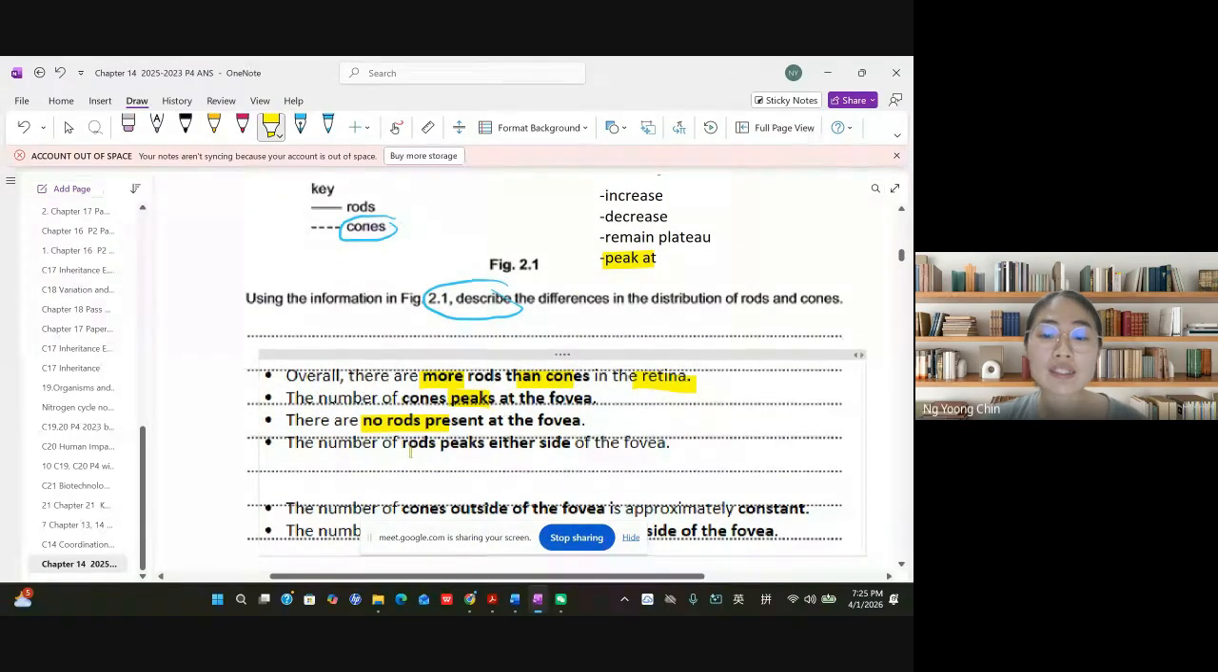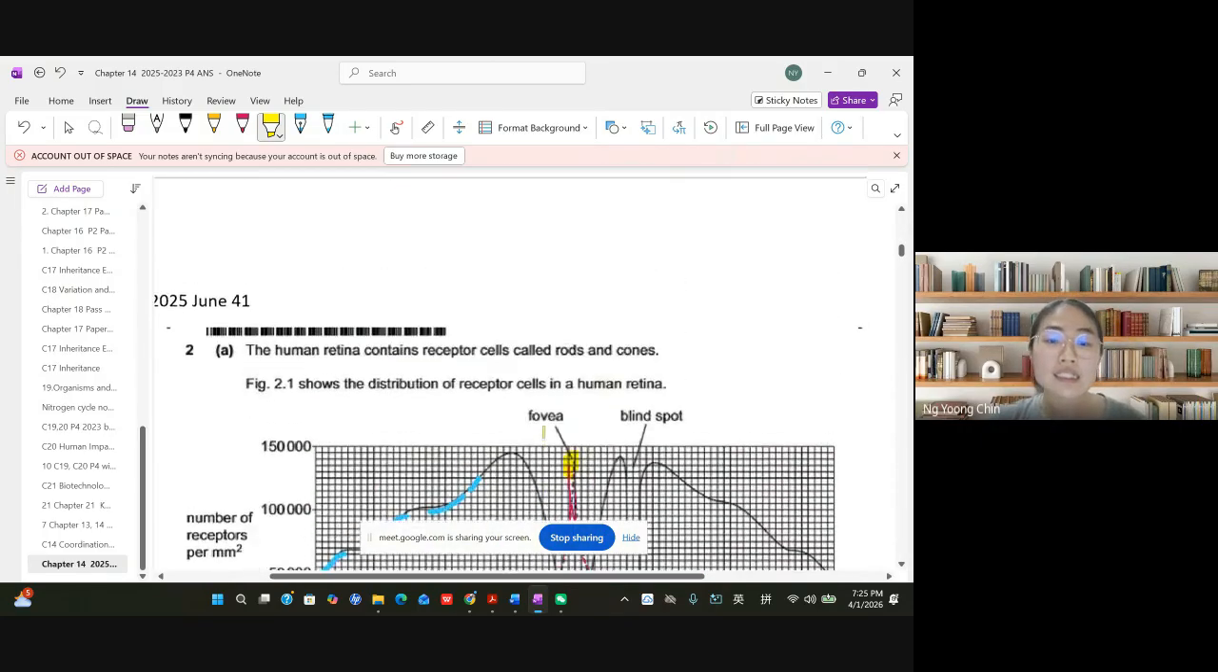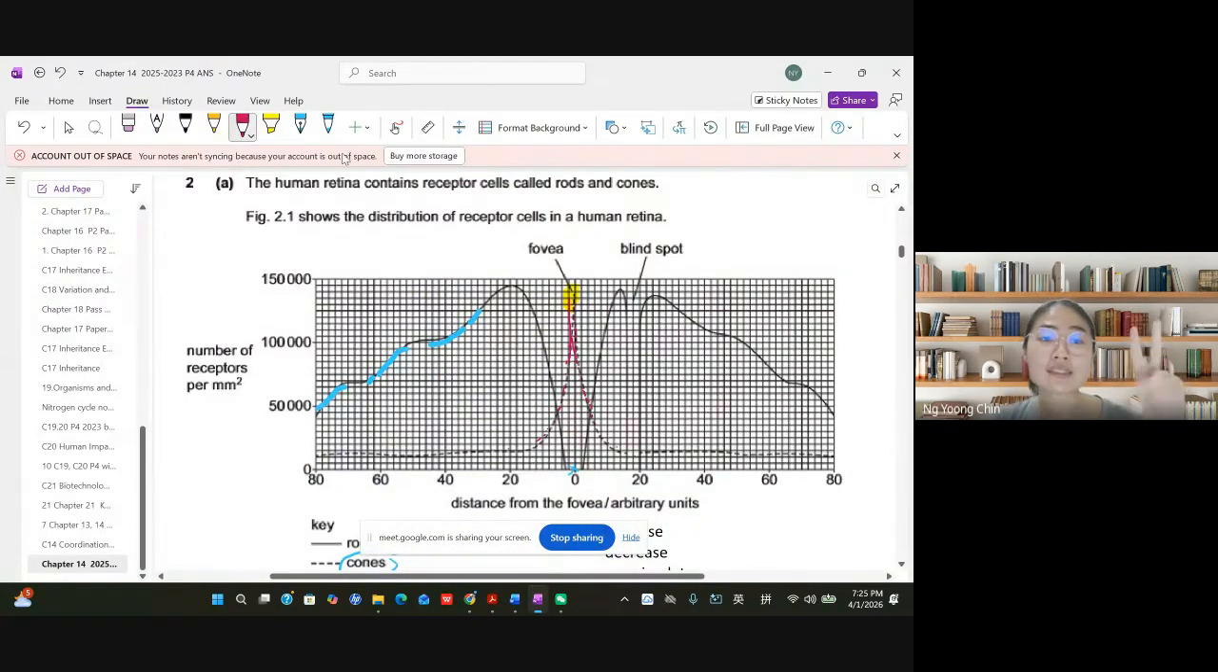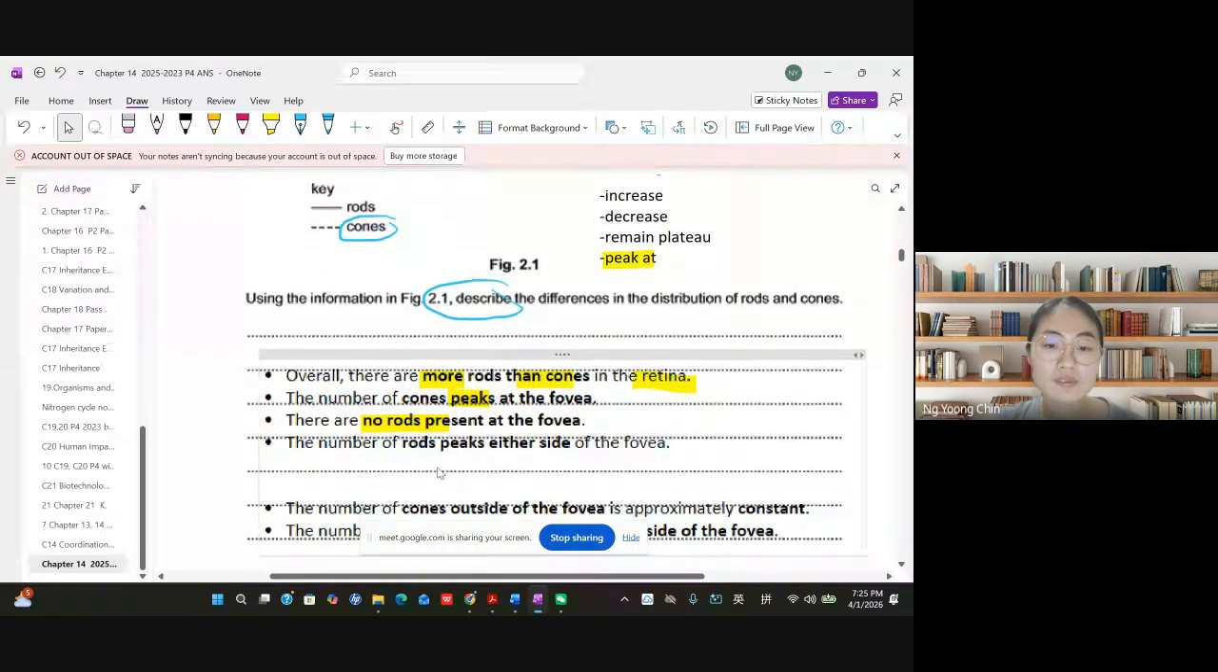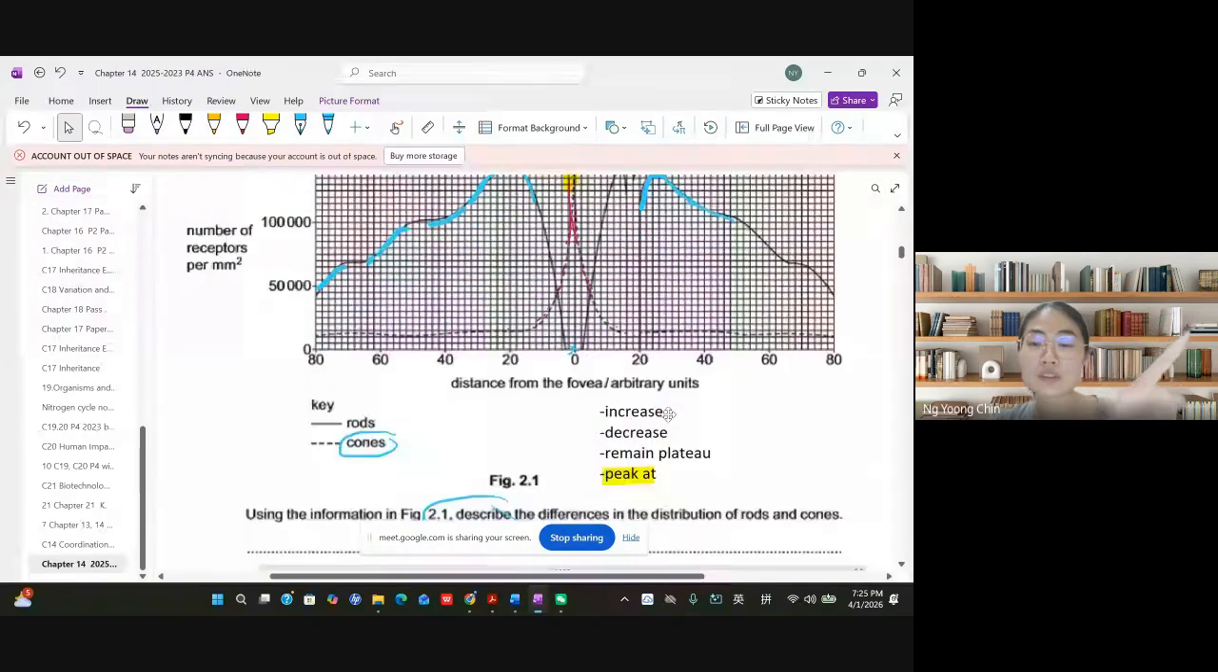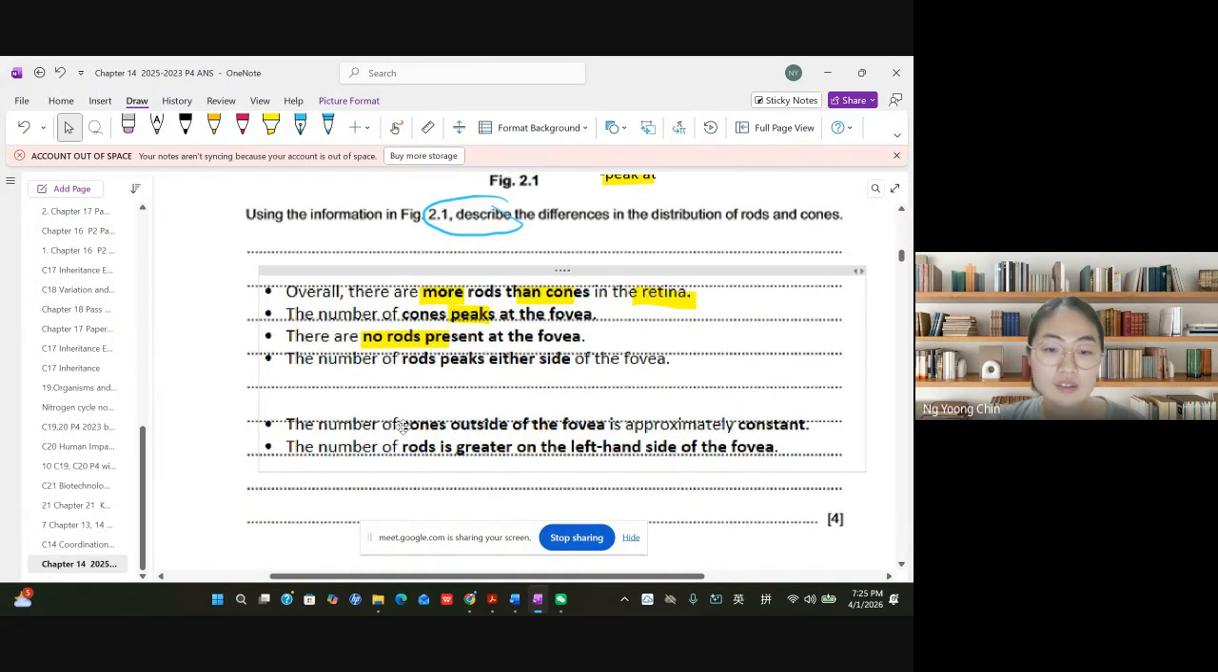And then the number of rods peaks on either side of the fovea. This shows that there are two peaks in the rod part, the first peak here, and the second peak here. So the number of rods peaks on either side of the fovea. And then the number of cones outside the fovea is approximately constant.